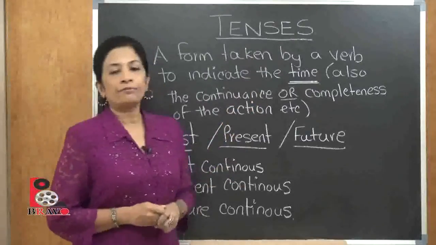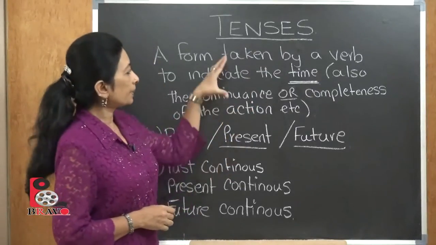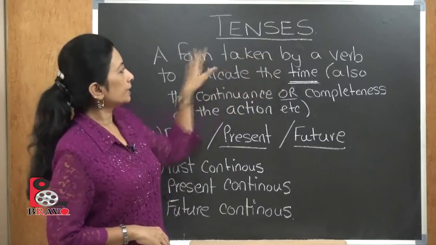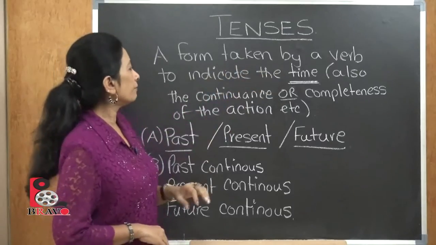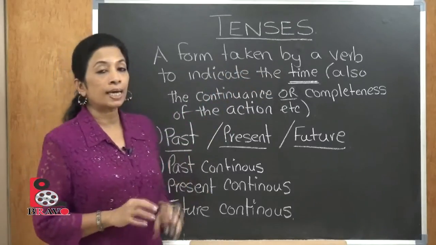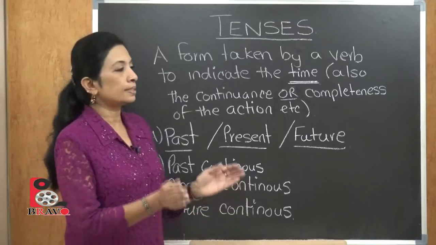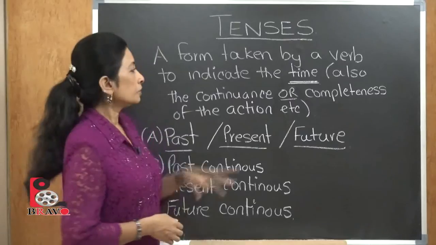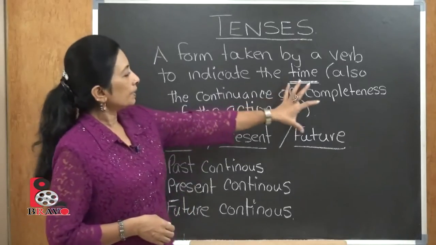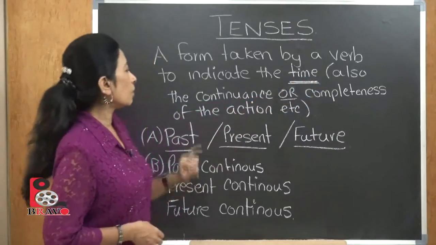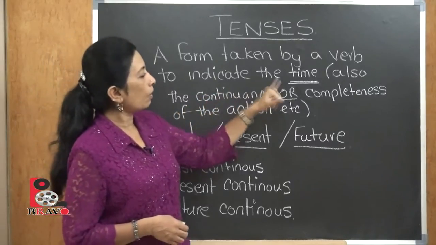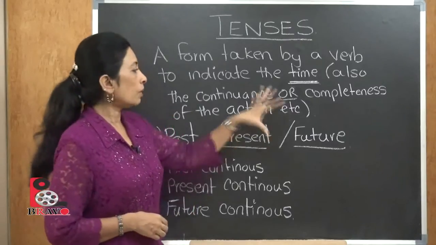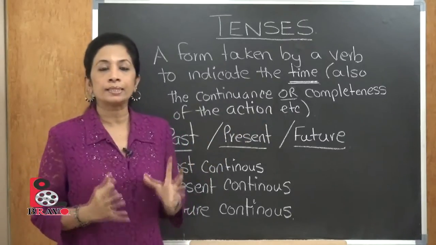Let's see a little bit of example. Before the example, let's see a little bit about what it is. Tense is a form taken by a verb to indicate the time. Time is the time scale: past tense, present tense, future tense. And a little bit more in depth, it is also the continuance or completeness of the action, etc. So it involves the action and the time.